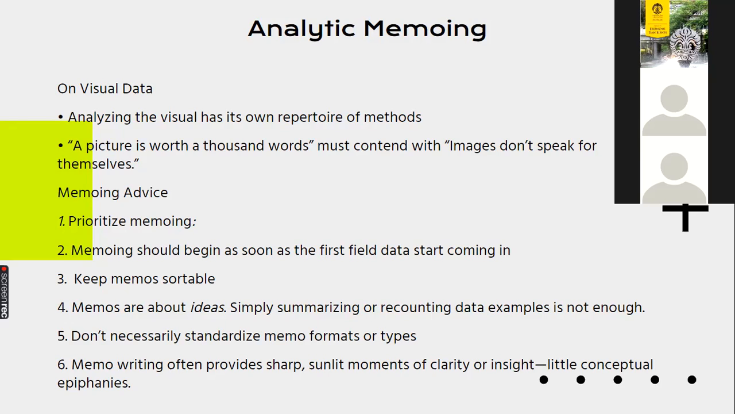And for the memoing advice, the first one is prioritize memoing. When an idea strikes, stop whatever else the researcher is doing and write the memo. Don't worry about prose elegance or even grammar. Include musings of all sorts, even the foggy ones. Give yourself the freedom to think and don't self-censor.